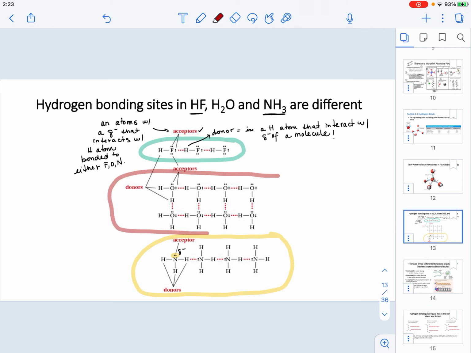When we look at what happens in water, in one molecule of water, we're going to have 2 acceptors and 2 donor sites. So because, again, it has more of those sites, more hydrogen bonding interactions can occur.